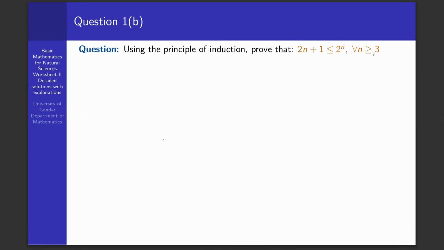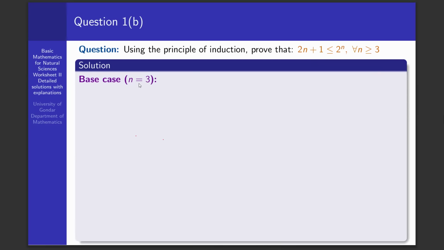Again, we have to follow the previous three steps that we have already seen. The first step would be checking the base case. The first value of n here is 3, so we have to check whether this statement is true for n equal to 3.